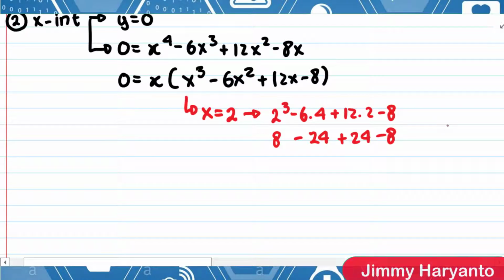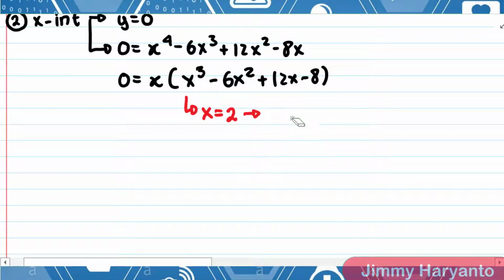So because x equals 2 gives 0, the value of the polynomial will be 0. We can do Horner with x equals 2. The Horner will be 1, negative 6, 12, and then negative 8.